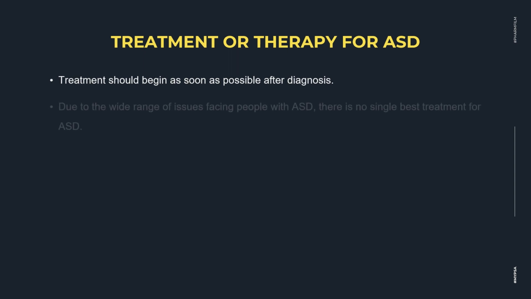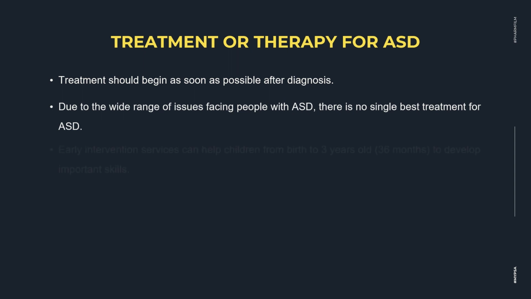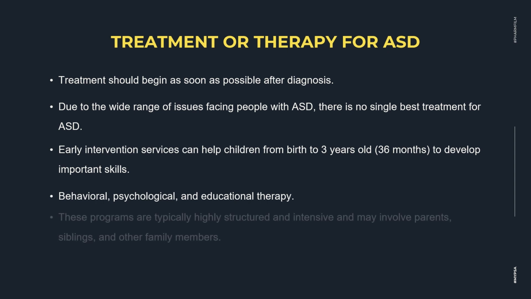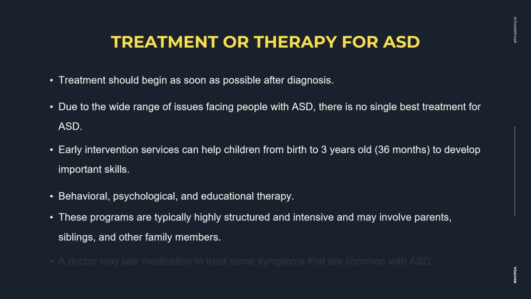The treatment or therapy for ASD should begin as soon as the individual has been diagnosed. Due to the wide range of issues facing people with ASD, there is no single best treatment for ASD. Early intervention services are able to help children from birth to 3 years old to develop important skills. Behavioral, psychological, and educational therapy is another form of treatment. Programs like these are typically highly structured and intensive and may involve parents, siblings, and other family members.